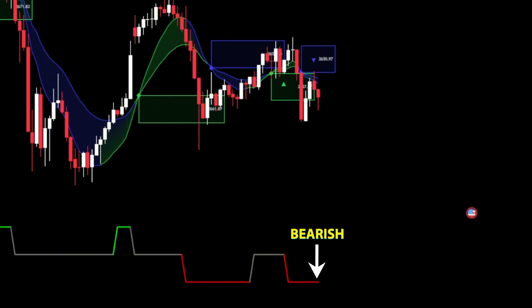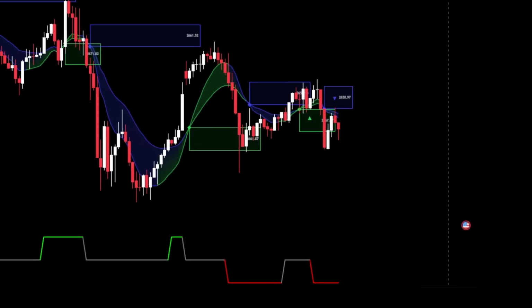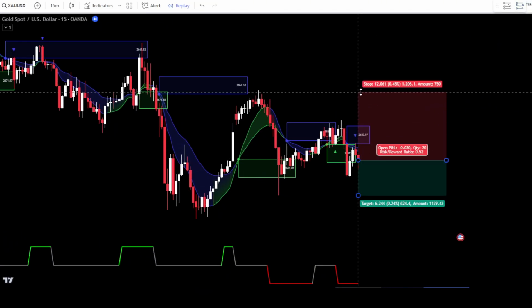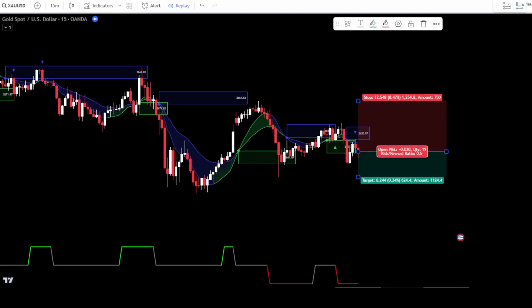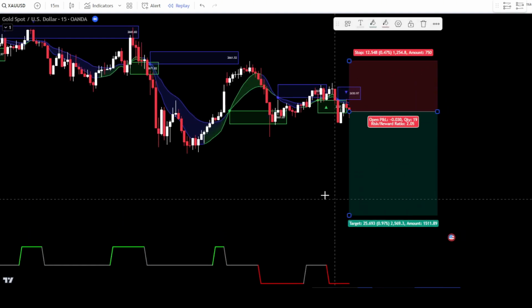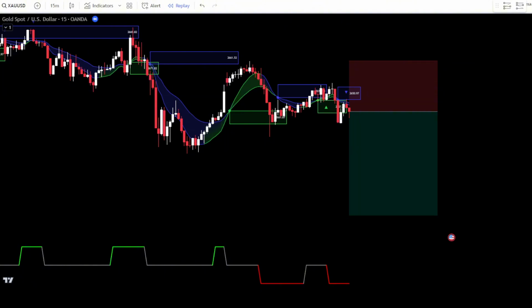Ensure the trend alert indicator also confirms a bearish trend. Verify that the candlestick formed is a bearish candlestick. If all conditions are met, place a sell entry after the bearish candlestick closes. Set your stop loss at the most recent high. Use a 1-to-2 risk-reward ratio to determine your take-profit target.